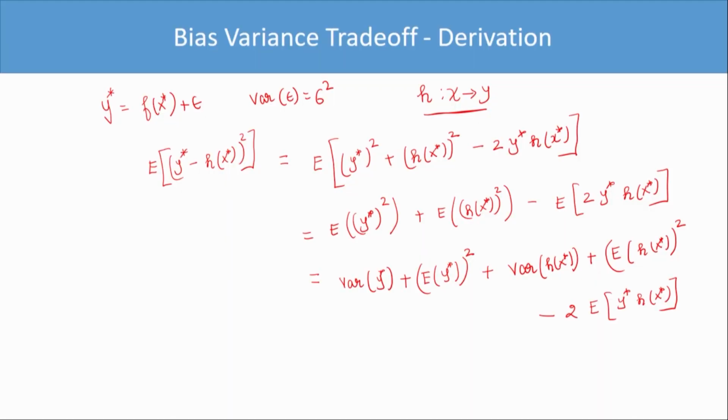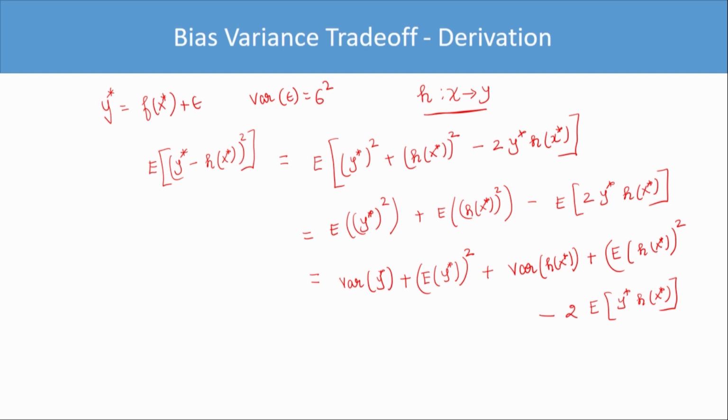What are we averaging over? So this expectation is over the randomness. Where does the randomness in y star come from? From the train or the test? Test. And where does the randomness for the h of x star come from? Train. And these two randomness are completely independent of each other, right?